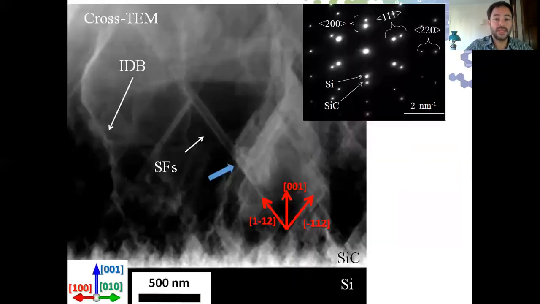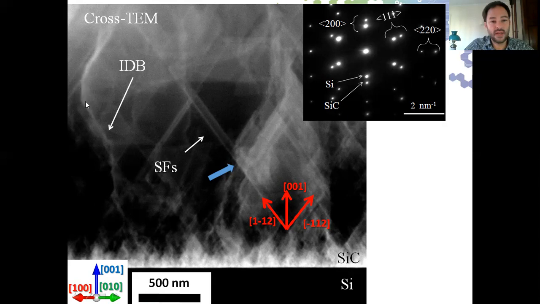But the problem now is a problem of material science, in particular of the heteroepitaxy of one material on another. Here I show you the TEM cross-section of the interface between the silicon and the silicon carbide. Here we have a huge amount of defects at the hetero interface, and these defects propagate into the epi layer, creating two kinds of defect.